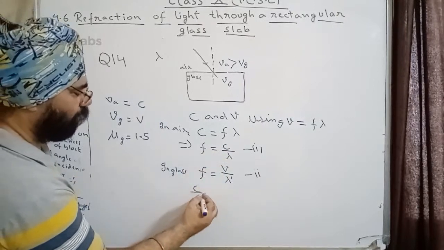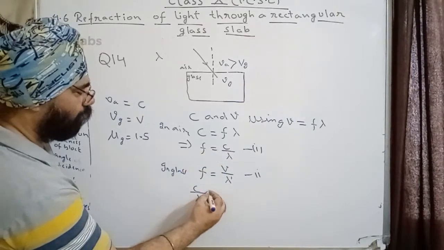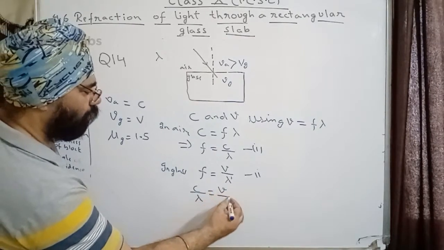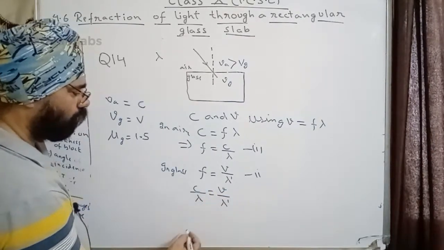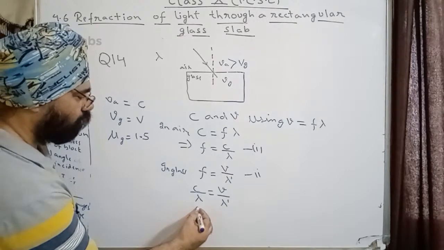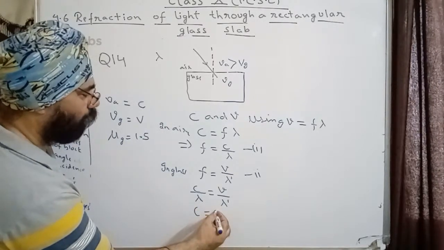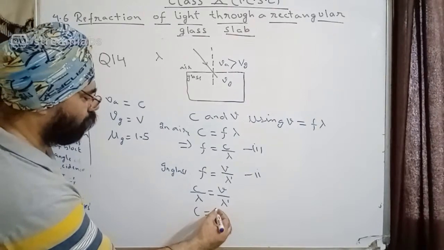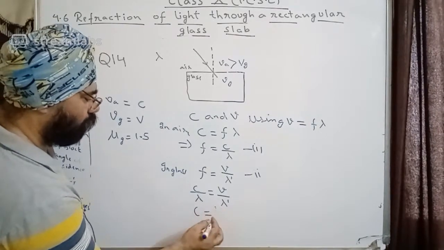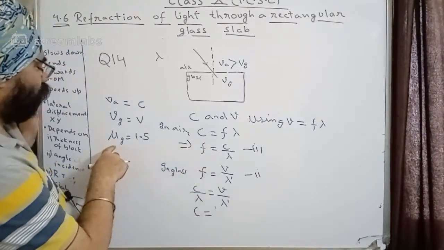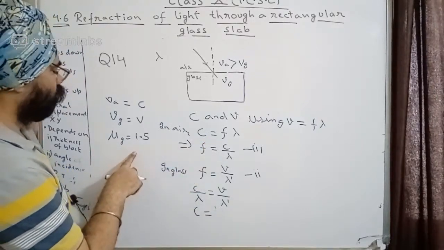ठीक है, तो C by lambda is equal to V by lambda dash. Got it? Which means C is equal to lambda कितना है? lambda नहीं मालूम है. Okay, C is equal to C by lambda हमें दिया हुआ है ना, हमें क्या दिया हुआ है? म्यू जी दिया हुआ है, ग्लास दिया हुआ है.